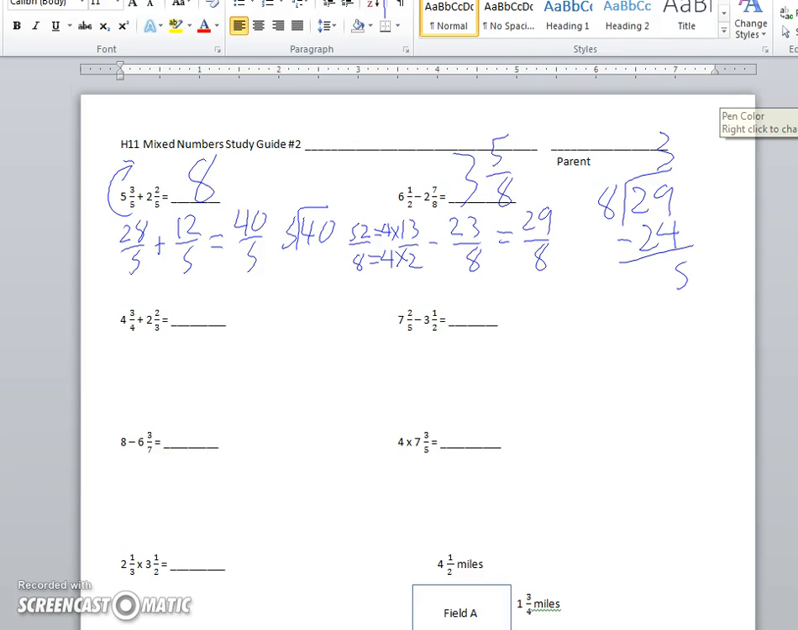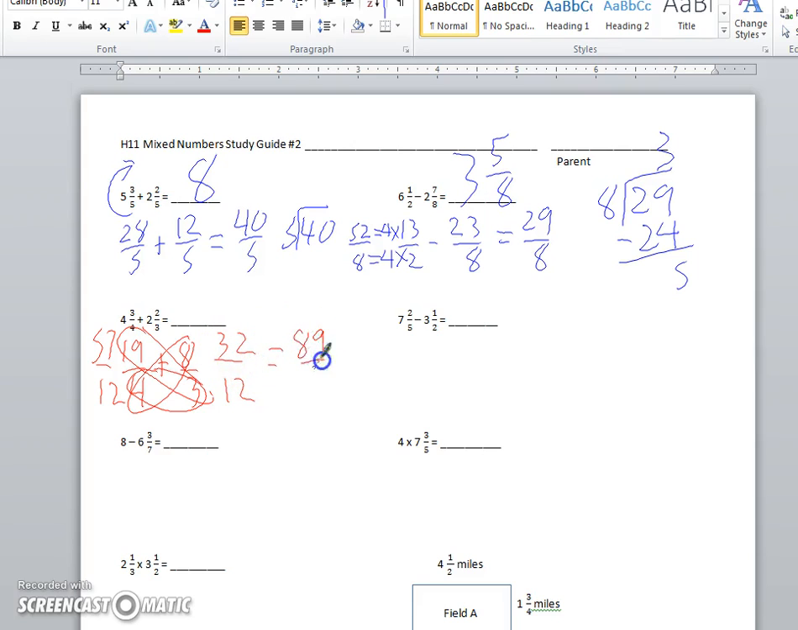Let's go to the next line. Change them to improper. 4 times 4 is 16, plus 3 is 19, over 4, plus 3 times 2 is 6, plus 2 is 8 thirds. This time I cannot change the 3 nicely into a 4, so I'm going to cross multiply to get my denominators the same. So 3 times 4 is 12, so I'm changing them both to 12ths. 19 times 3 is 57. 8 times 4 is 32. So I got 57 twelfths plus 32 twelfths equals 89 twelfths. And when I divide that one out, I should end up with 7 and 5 twelfths.